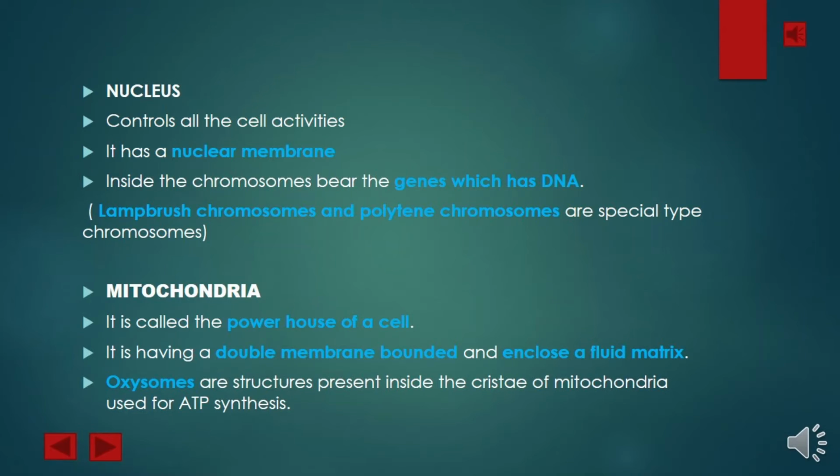Okay, now coming to the next one, that is mitochondria. It is the powerhouse of a cell. It has a double membrane bounded around it and also encloses a fluid matrix. Oxysomes are structures present inside the cristae of the mitochondria, which are used for ATP synthesis. That's why it is called the powerhouse. ATP is synthesized and stored in it for the cell.